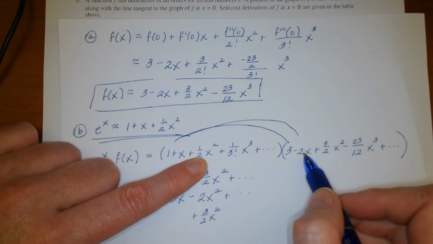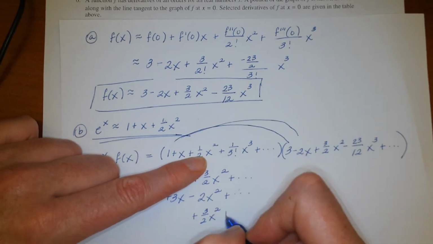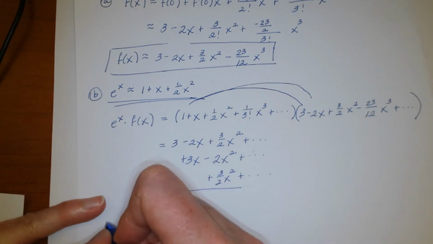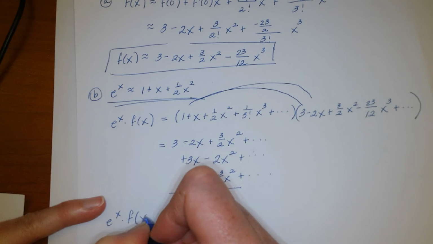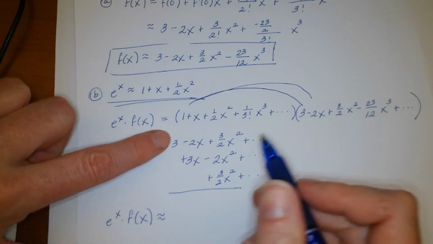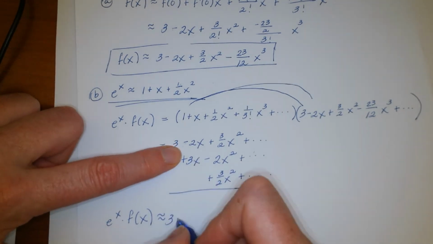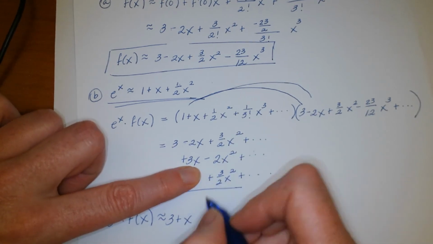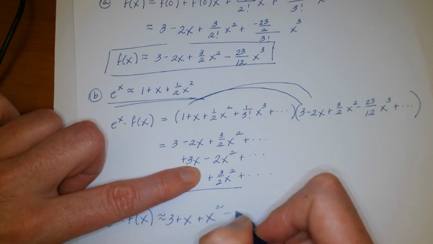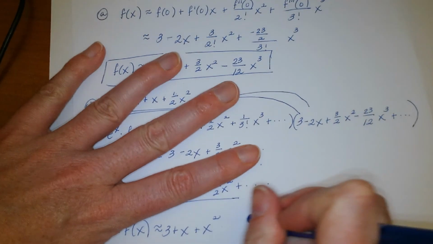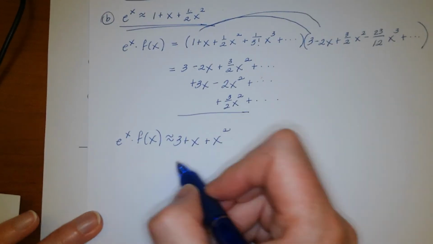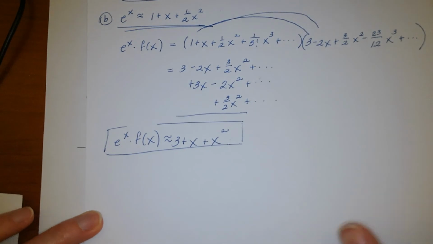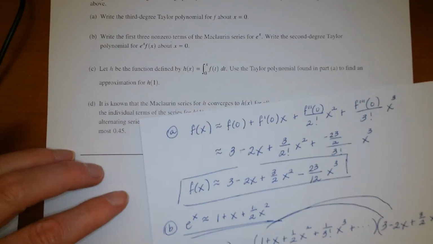1/2 x squared times negative 2x would be cubed, and so we didn't really need the rest of that either. And then you just add it up. So e to the x times f of x would be approximately 3, negative 2x plus 3x is x, 3x squared take away 2. I'm just going to say approximately and then just put the terms. There you go. So just polynomial multiplication, and that's it for that. Okay, so that's part B.